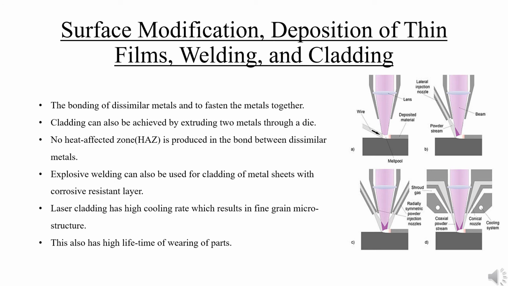Deposition of thin film, welding and cladding. In welding and cladding, the dissimilar metals are joined and fastened together. This can also be achieved by extrusion of the two dies. The dissimilar metals can be joined with formation of a heat affected zone. For cladding of metal sheets, explosive welding can be used. This also has a high cooling rate which forms fine micro grain structures. This helps in greater bonding between the two dissimilar metals.